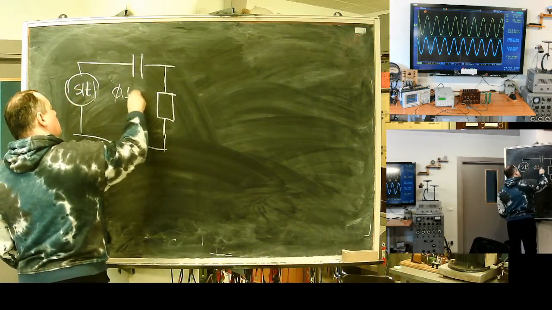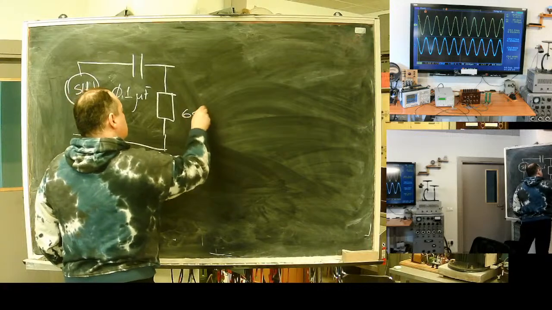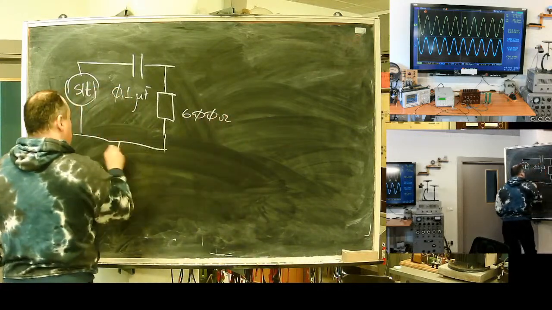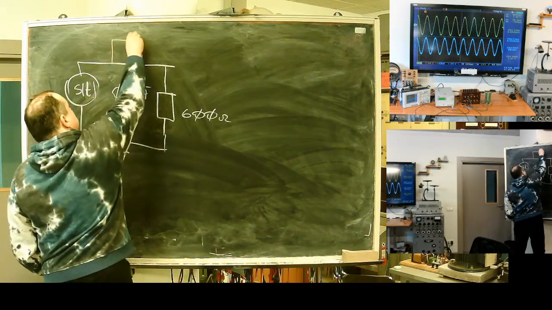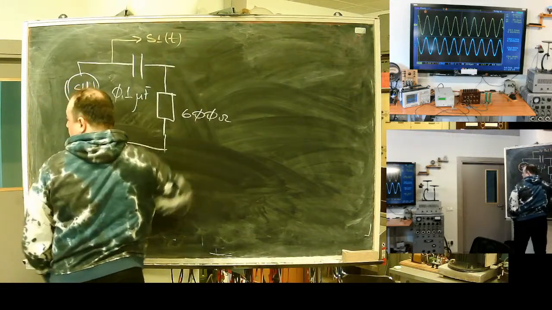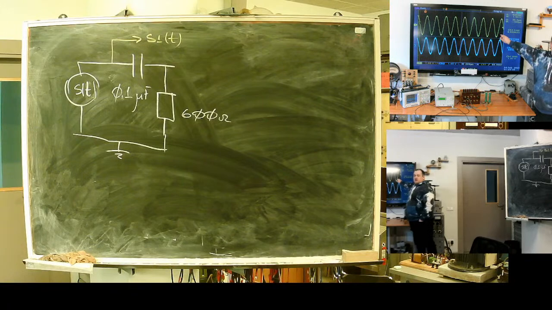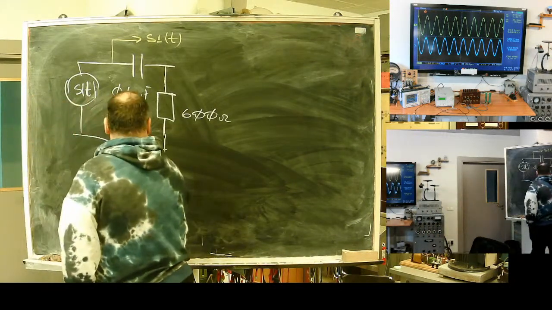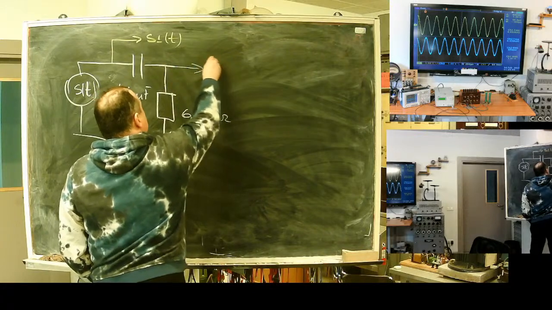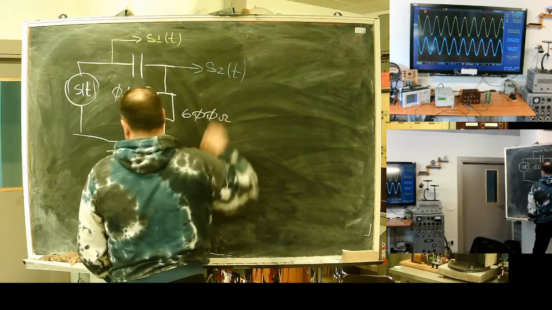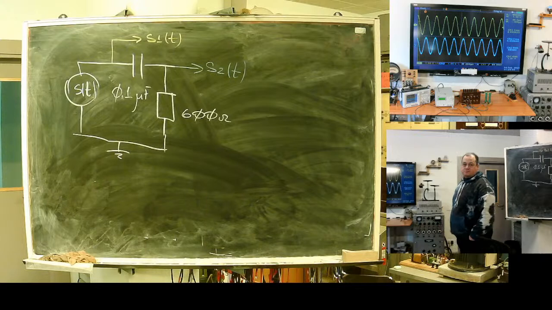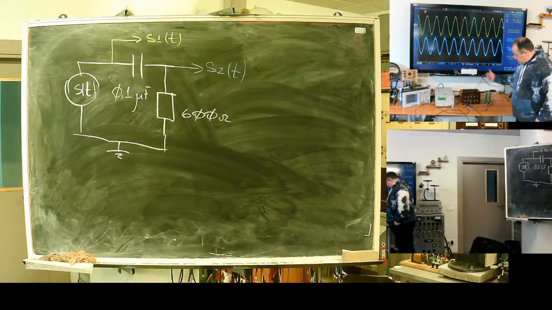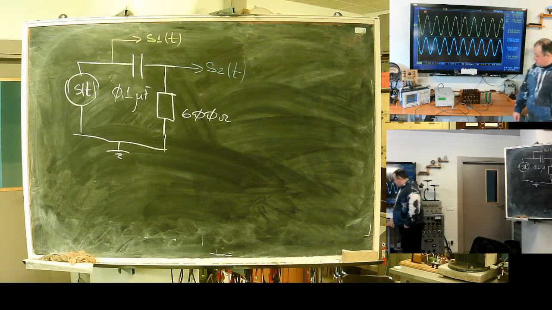This one is microfarad, 600 ohms. Here I have ground, and this is yellow S1. You see it as a yellow line, and this one is a blue line on the scope. Very simple schematics, isn't it? Simple capacitor box, simple resistance.